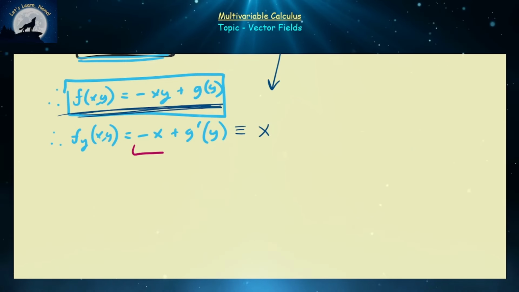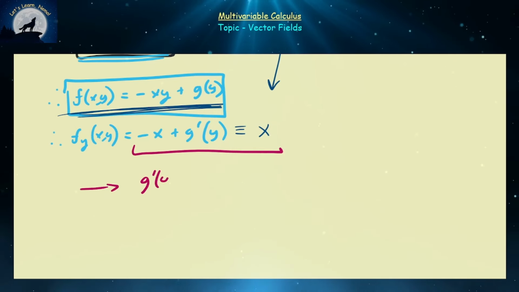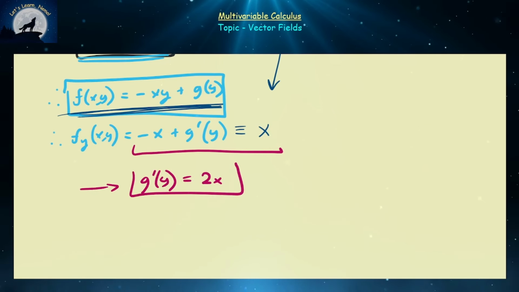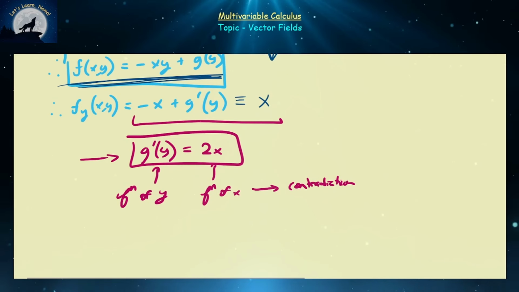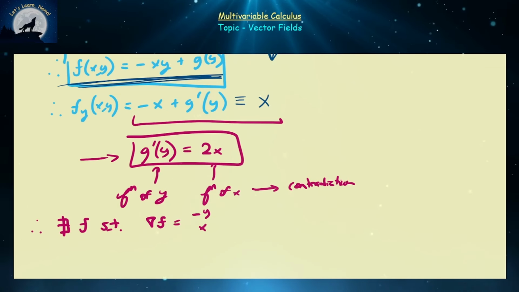So let's look at this equation here and see what we have. We have that g prime of y must be equal to 2x. But keep in mind, this is a function of y, and this is a function of x only. And this gives us a contradiction to our assumption that such an f does exist. So that means there does not exist a function f such that the gradient of f is equal to minus y x. So that means this circular flow that we see is not a gradient vector field.